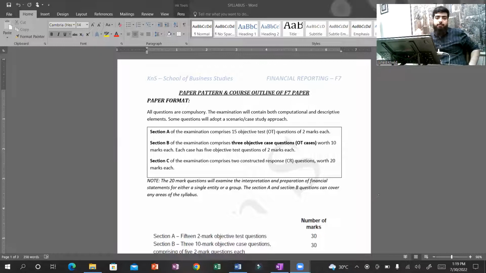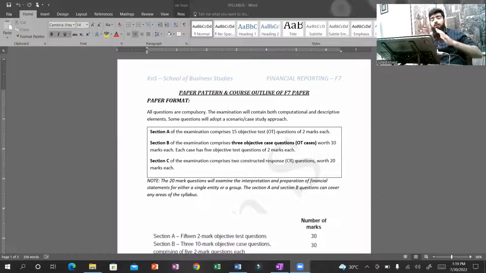Okay, now let's come back to the CRQ section, that is constructive response questions, in which a question will be given to you. For instance, if you have studied F3, that is financial accounting, there is a question of consolidation. The whole question will be on the left side of your screen, and then you have to draft the solution on a spreadsheet or Excel file.